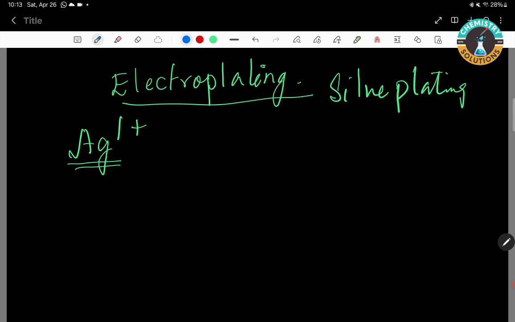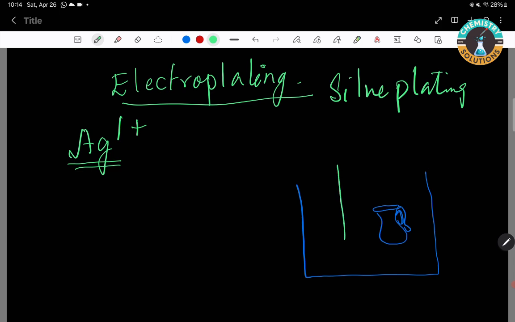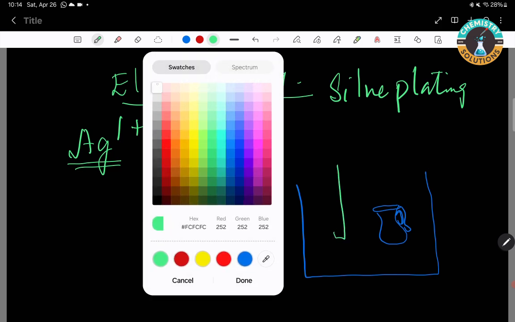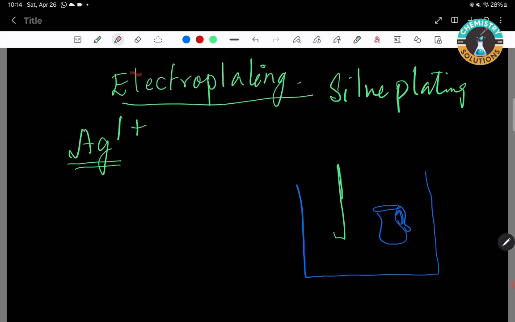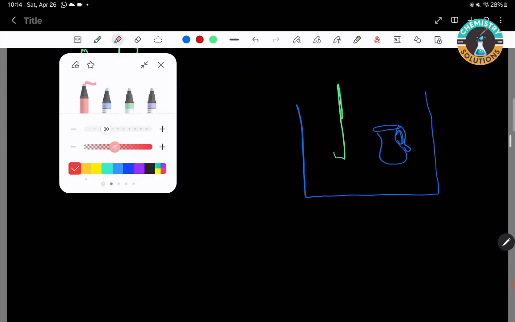So the principle behind electroplating is that one metal is going to plate another metal, or one object is going to be plated with a metal. For example, we have to make a jug, and we have to plate it with silver. For this purpose, what we will do, we will take the silver here. Let me take another color which will resemble silver. No white color is there. Okay, I will take the yellow one.